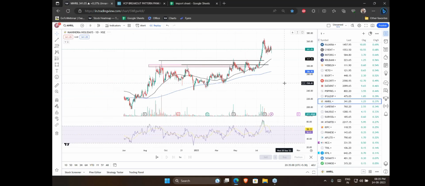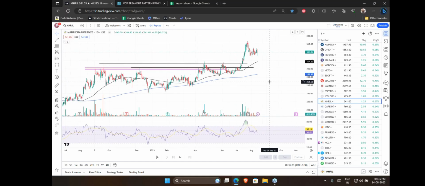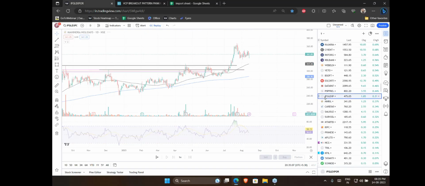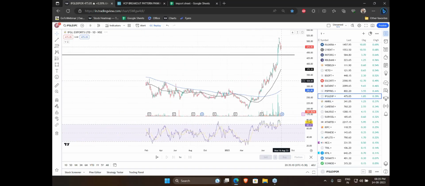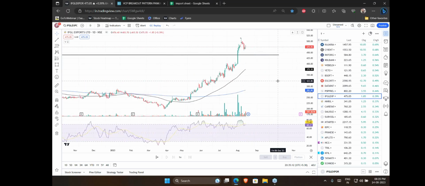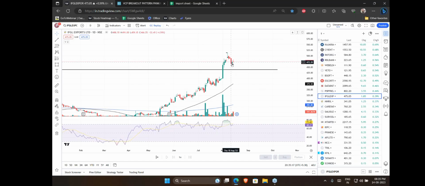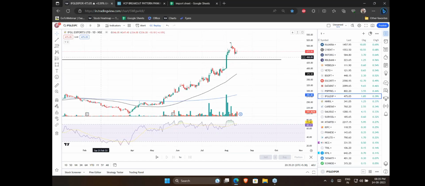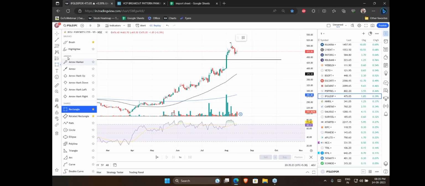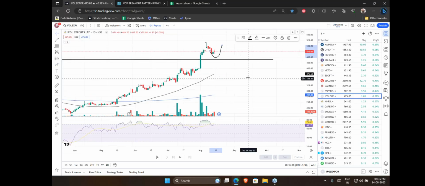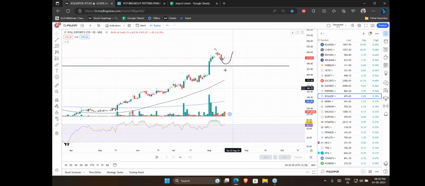MHRIL is in a recent retesting situation right now, so let's wait for it. IFGL Exports has recently broken, so let's wait for the retest of this particular stock, then we'll confirm the breakout. The retest is yet to be confirmed because it has to touch this area. It will take one, two, or three more candles to retest this, and then it will go up.